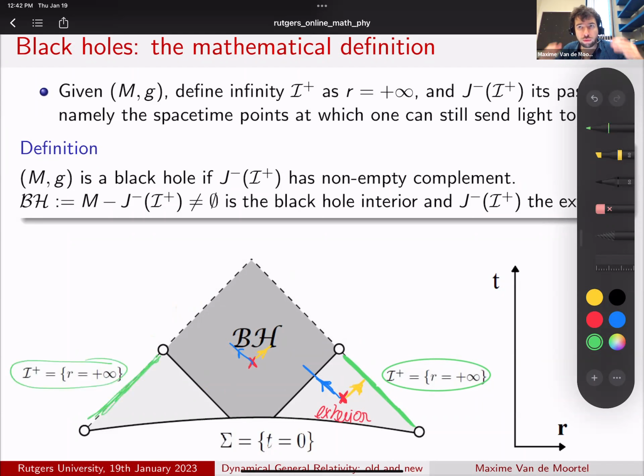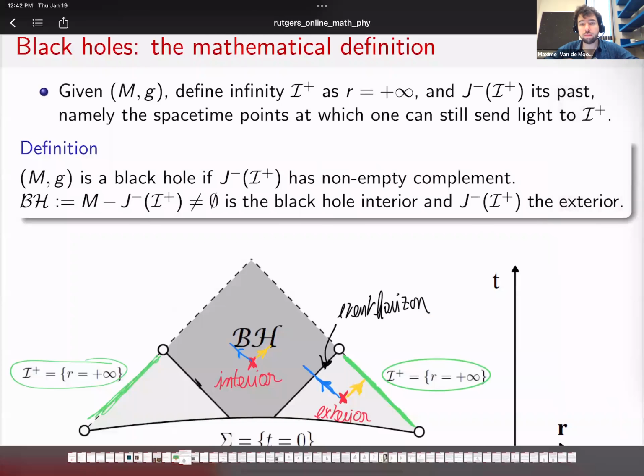Okay, none of them can be reached once you are inside the gray region, and that's why the gray region is a black hole interior. And that boundary that is here, and also this one, is called the event horizon. That's a boundary between the interior and the exterior.